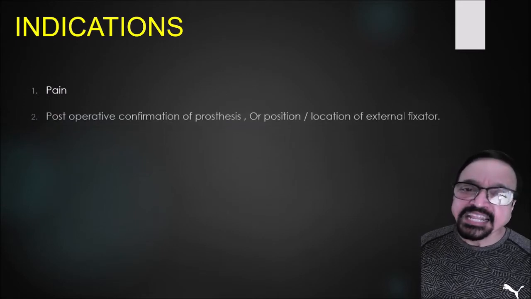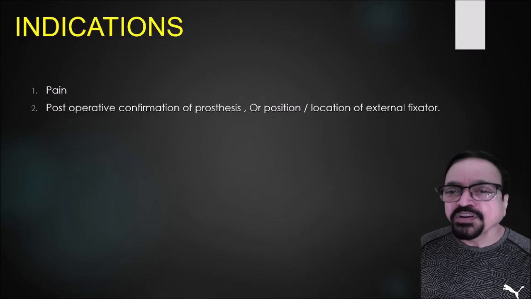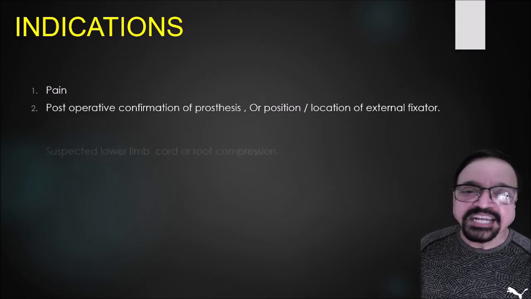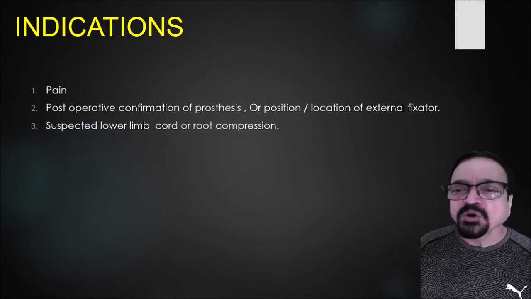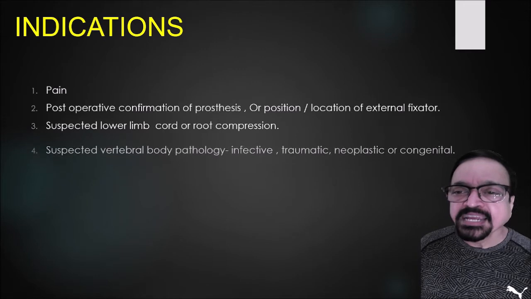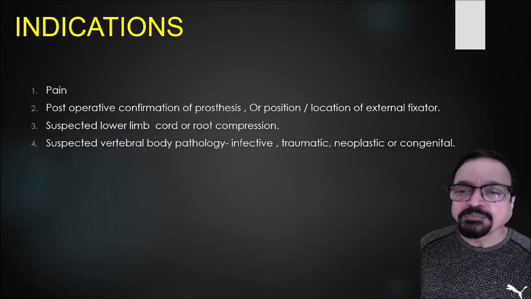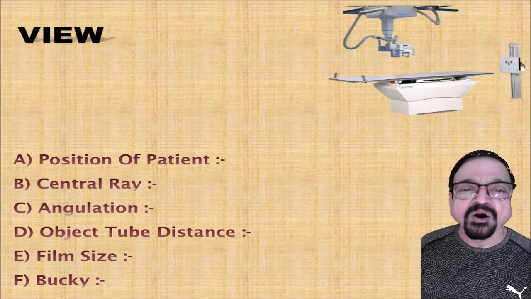Now the indications are pain, that is back pain, then post-operative confirmation of prosthesis or position or location of the external fixators, then suspected lower limb cord or root compression. That's a clinical topic, but a clinician must be aware how it presents. Then suspected vertebral body pathology, either infective, traumatic, neoplastic, congenital or otherwise.